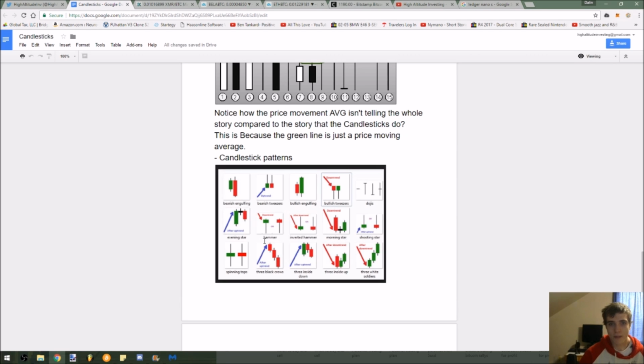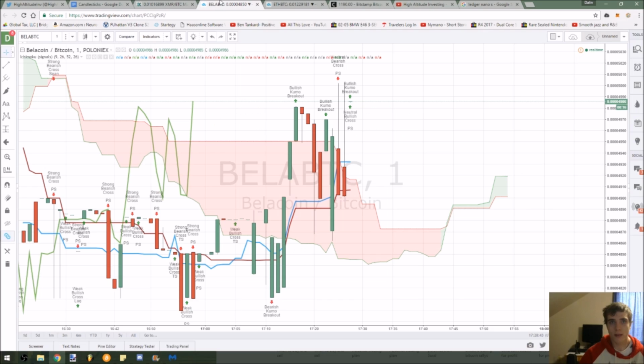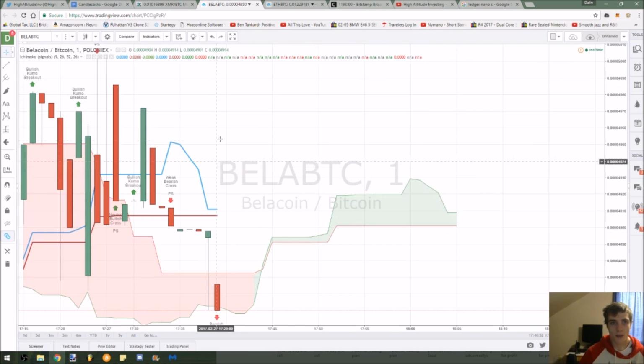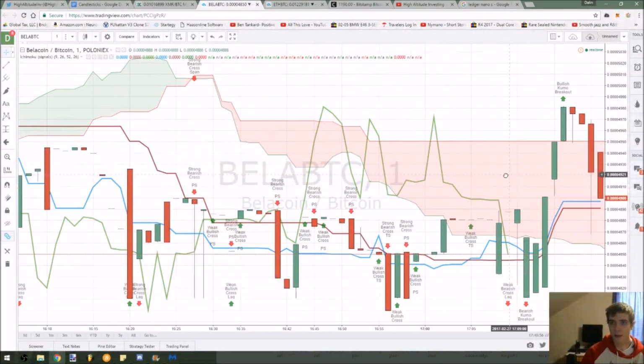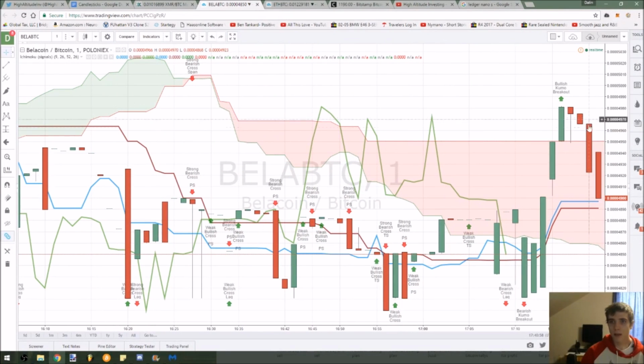Now see, here's one after an uptrend: 3 black cows. Let me show you exactly where that happened recently. I've been trading Bella today. See, 3 black cows right here.